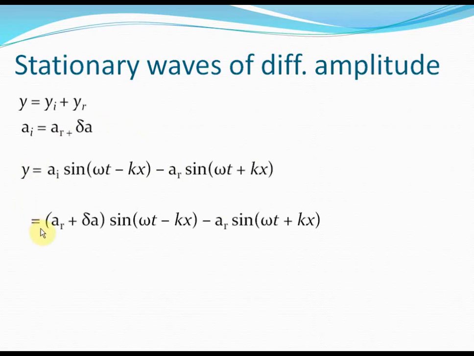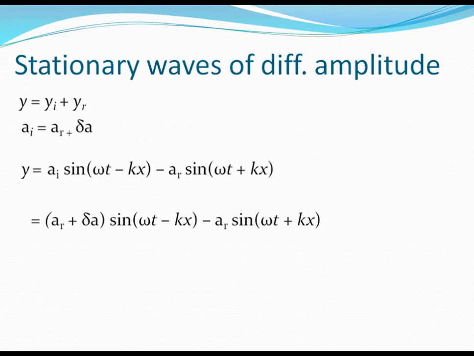That is (AR plus delta A) sin(omega t minus kx) minus AR sin(omega t plus kx). The minus sign here, as you already know, is because we are considering that the wave is being reflected from a rigid medium, and so there is a phase change of pi in the wave. We have replaced the initial amplitude A by AR plus delta A. So we are assuming that the initial amplitude is only slightly greater than the amplitude of the reflected wave. We are doing this to simplify our calculations. So we are assuming that only some part of the wave is transmitted and most of it is reflected.